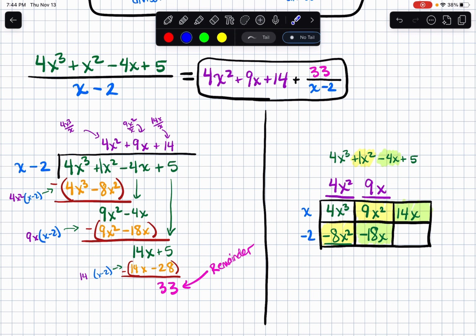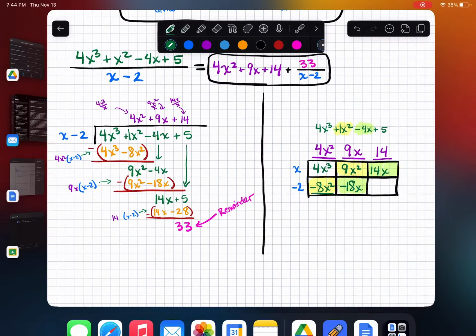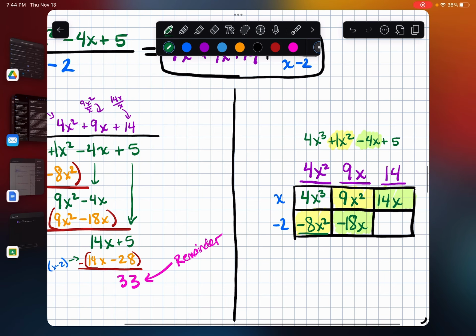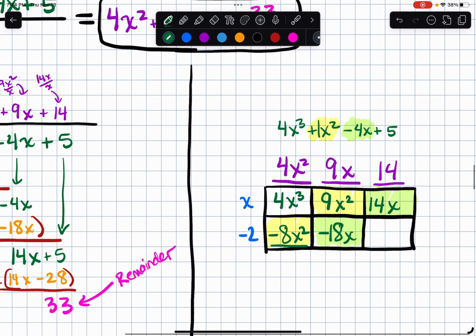Now, 14x divided by x, like we did here, gives us 14. So my 14 lives up here. And now I multiply 14 times negative 2. 14 times negative 2 gives me the constant of the quotient, negative 28, down here. However, you'll notice that negative 28 is not 5. So the interior of my grid all adds up to the dividend except for the constant. The constant is where I run into an issue.